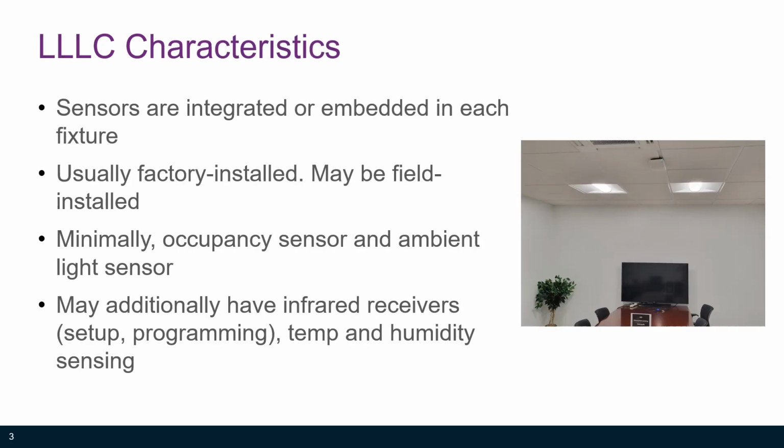Let's look at the characteristics of luminaire level lighting controls. LLLCs are a luminaire, aka a fixture, which has a sensor embedded in each luminaire. LLLCs are a type of networked lighting controls in that each luminaire is programmable and linkable. The sensors are usually factory installed, though in rare cases, the sensors are installed on the luminaires on site.